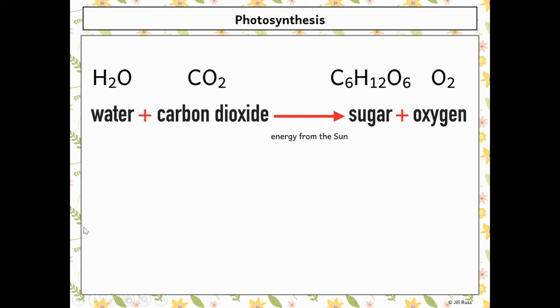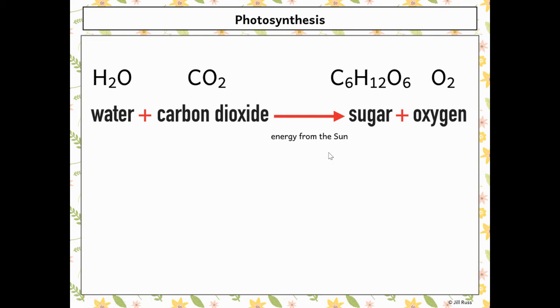Here is the formula written with some specially marked words. Water, we call H2O, plus carbon dioxide, which is CO2. And if we put all that together, this is what our sugar is and our oxygen. Okay, so it's moving around our numbers to represent the different parts.